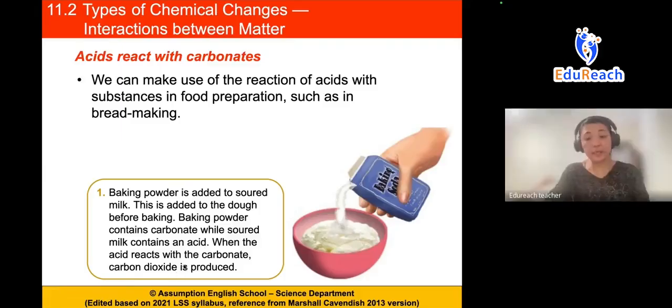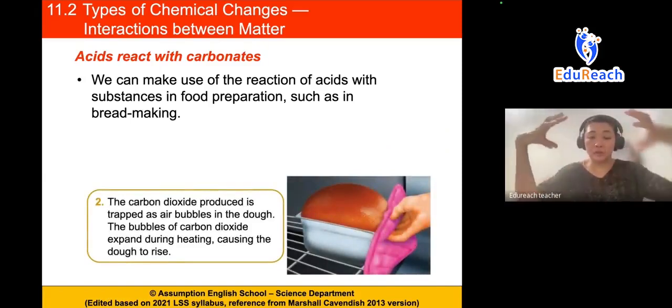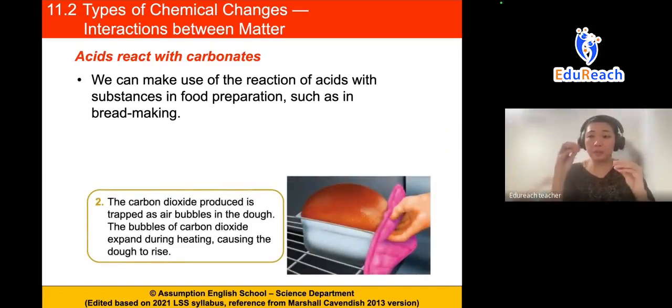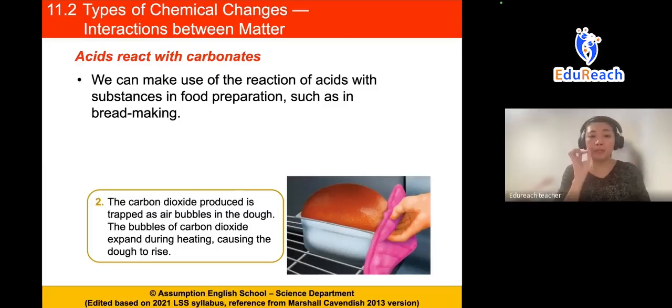Gas. It's a gas. So if gas is produced, and it is within this very dense substance, the very dense dough, the carbon dioxide produced is going to be trapped within the dough. But what is going to happen is that the dough will then increase in volume, increase in size. And inside the dough are tiny, tiny air pockets, pockets of carbon dioxide, bubbles of carbon dioxide, causing the dough to rise. So dough to rise means the volume of the dough increases. Is that clear?